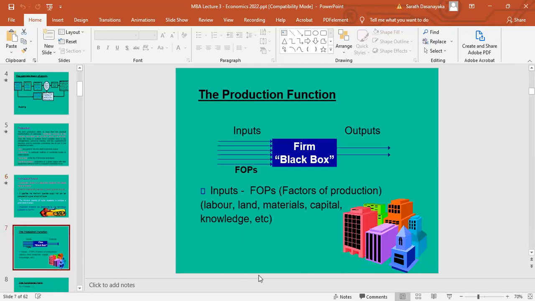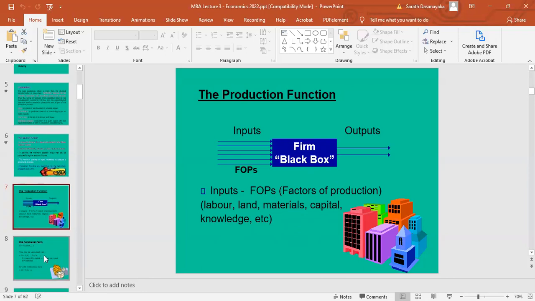And normally in the production function you have on the one hand factors of production or inputs, on the other hand outputs. Then we call the firm the black box of the firm. That is actually the machines. That's the engineer's part. Technical efficiency is the engineer's part. We economists are really interested in economic efficiency. Inputs can be labor, land, material, capital, knowledge, etc. Anything can be an input which is necessary to run the production process.